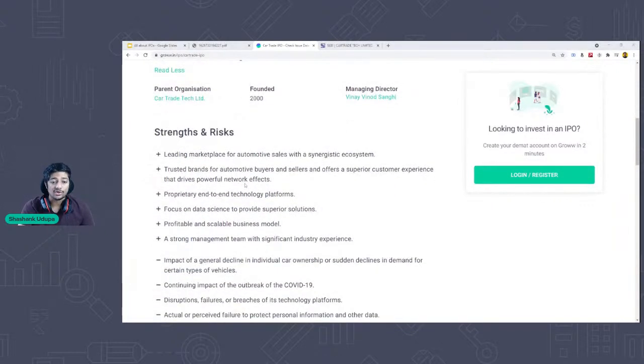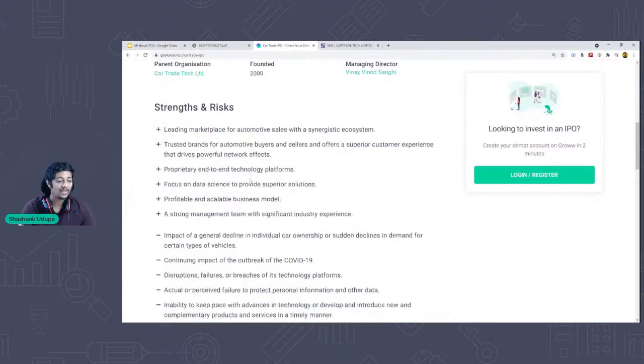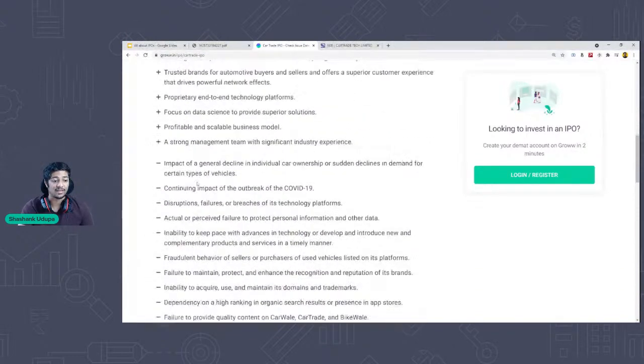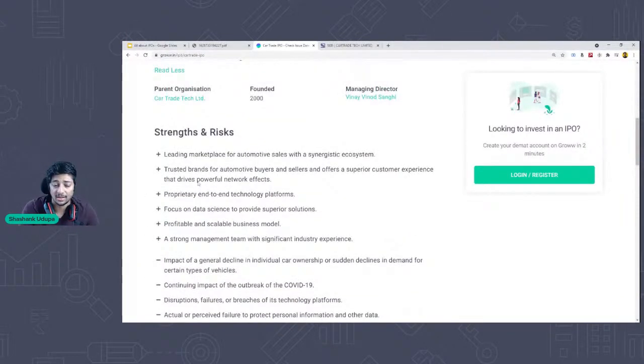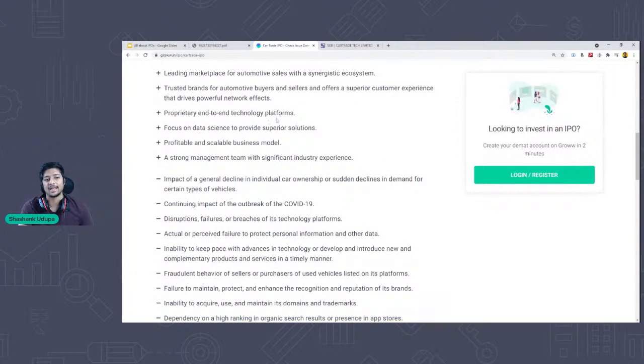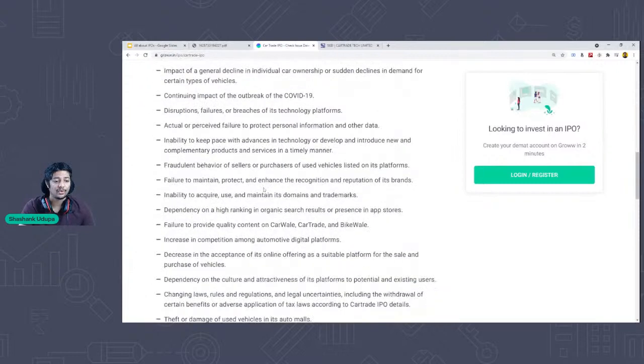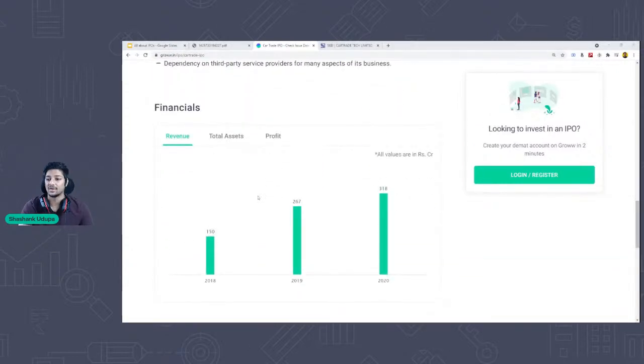Now, also on the Groww website, if you really want to do quick research, it shows you the strengths and risks of this particular business. You can read about this, which is the leading marketplace for automotive sales, proprietary technology firm. But if you look at some bad parts, which is outbreak of COVID-19, decline in individual car ownership and sudden decline in demand. So if tomorrow people don't want to buy cars, then this will become an issue for them, right?